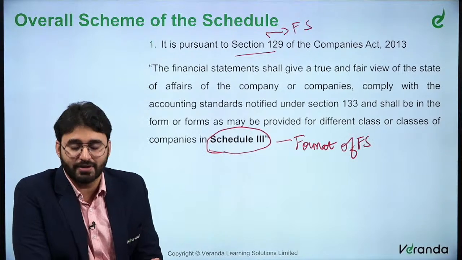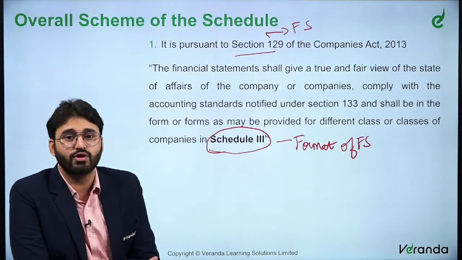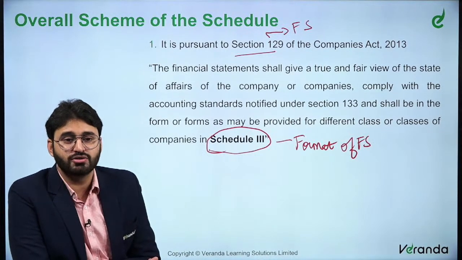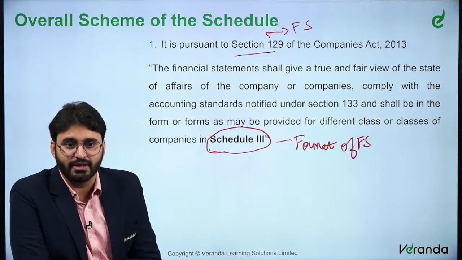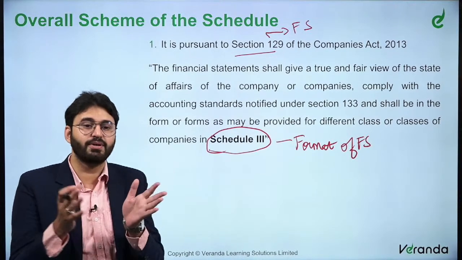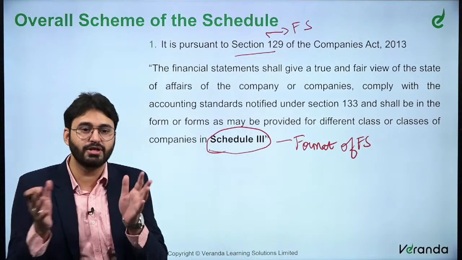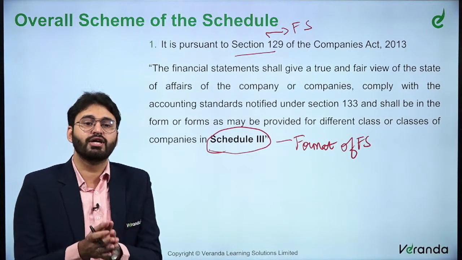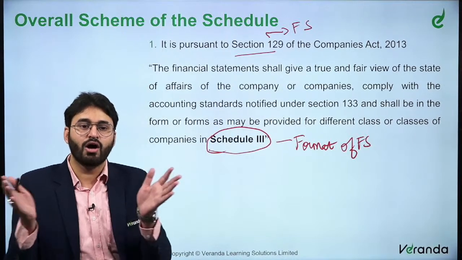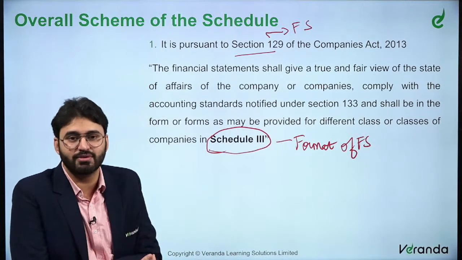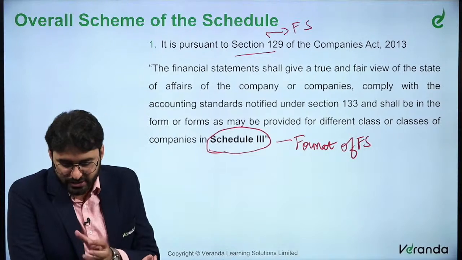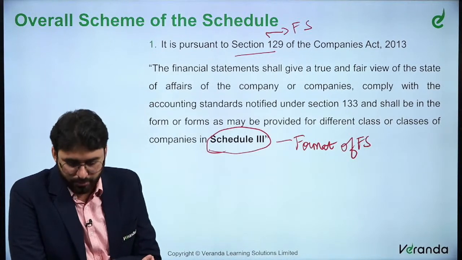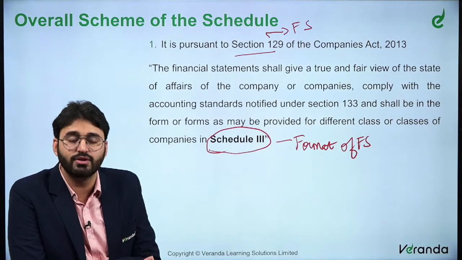Why, sir, do they need to prescribe a format? The format has to be prescribed because we need to ensure uniformity, right? We need to ensure that companies can be compared, two companies of the same industry or two companies of different industries. Therefore, we need to have a uniform format in which all the companies' financial statements can be compared. That's why we have this Schedule 3. So popularly this is called Schedule 3 to the Companies Act.